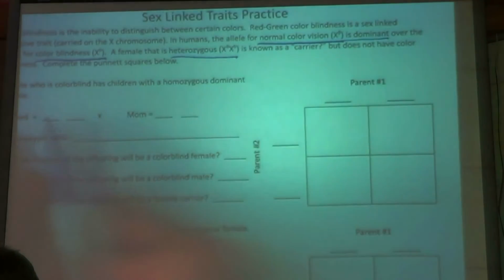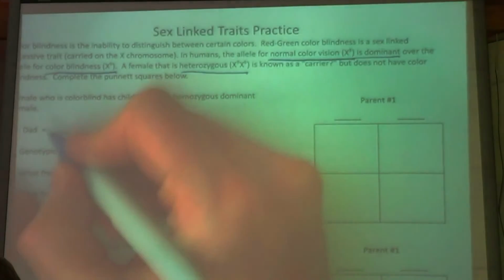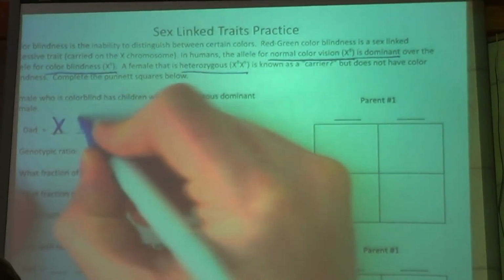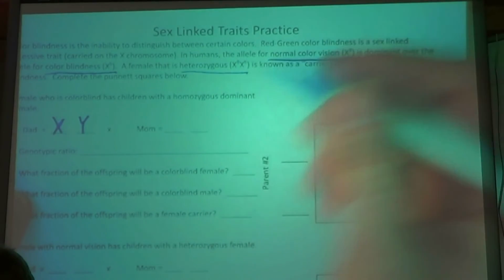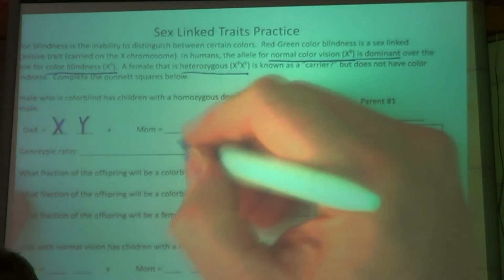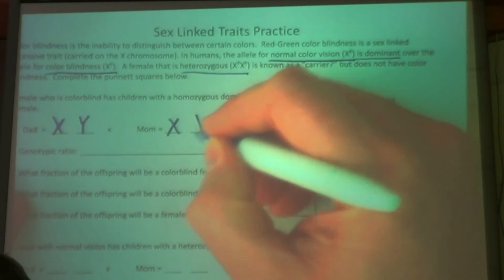So now we're going to go through and it says that we have a male who is colorblind. So male, X, Y, has a child with a homozygous dominant female. So mom is X, X.